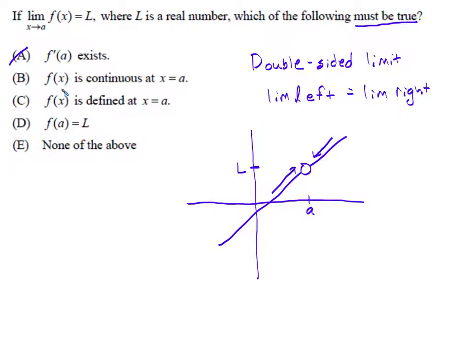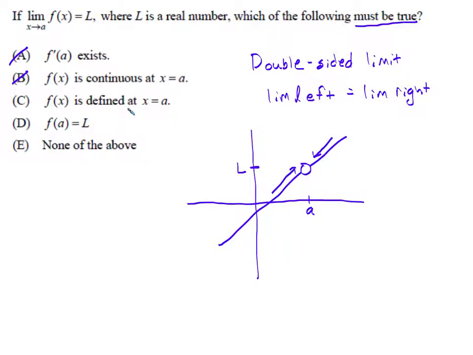Let's take a look at B. F of x is continuous at x equals A. Well, clearly not. I just told you that this is a discontinuity. There's a giant hole in the graph. So it's not continuous. It doesn't have to be, at least. It could be. So it's not continuous for this counterexample. Let's take a look at choice number C.